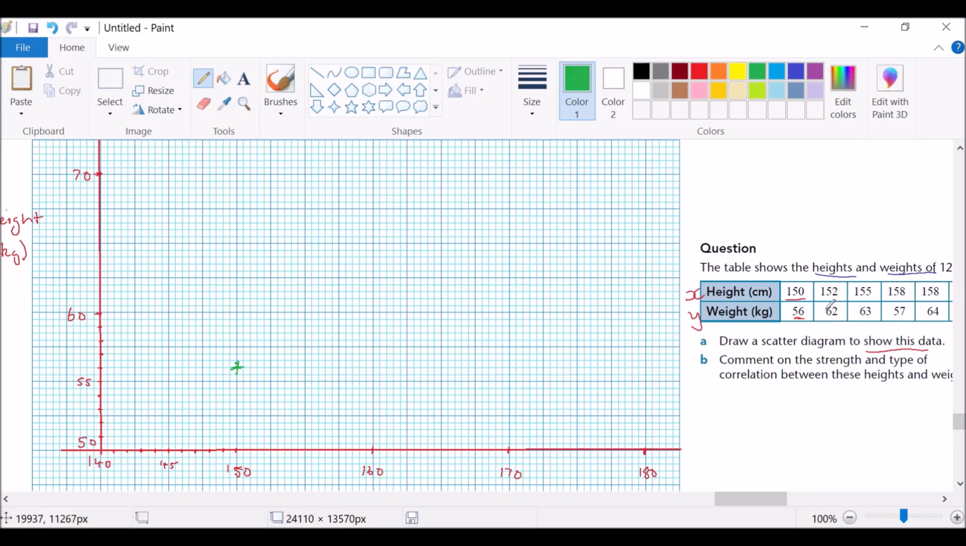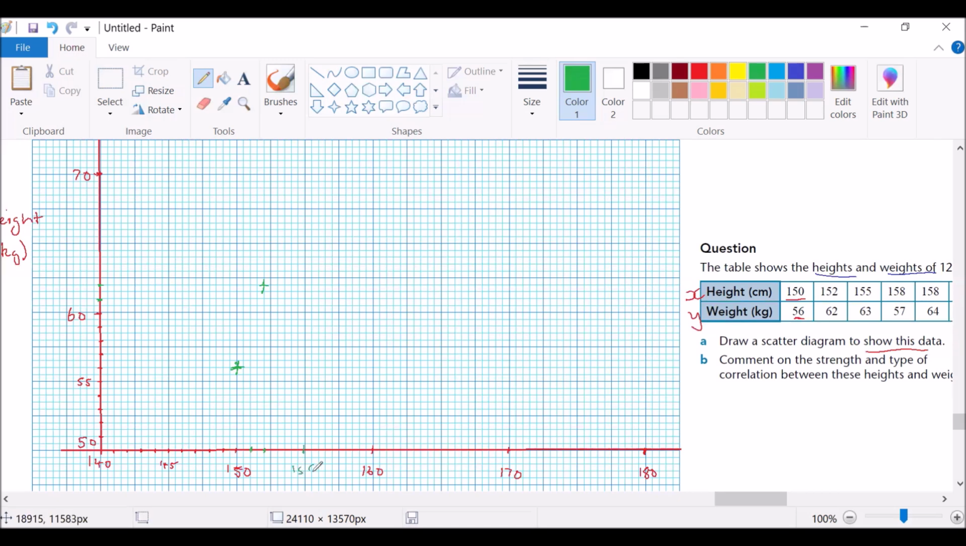152 corresponds to 62 kgs. 150, 151, 152 there corresponds to 62 kgs. 60, 61, 62. So the point is here: 152, 62.